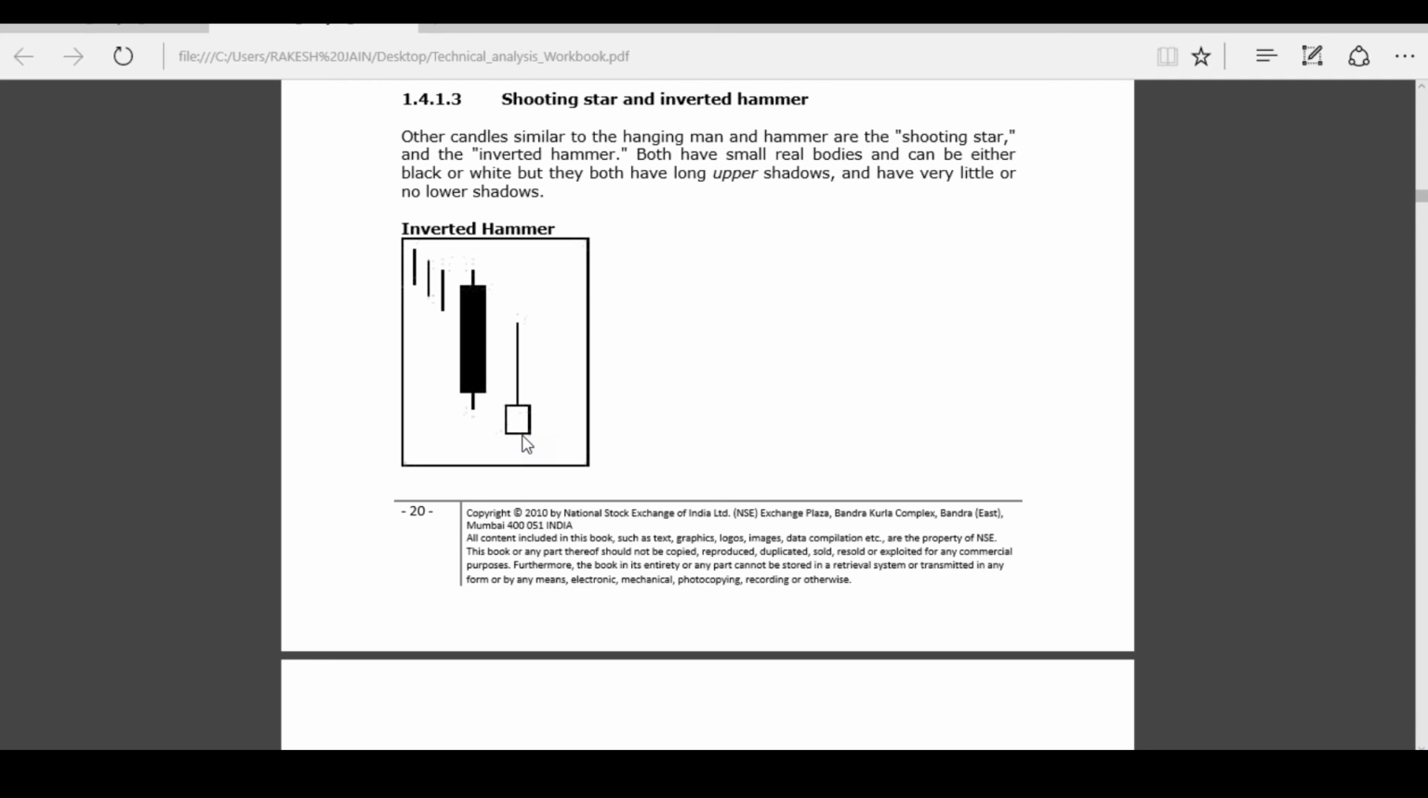Joining the major highest high points will give me the upper resistance line, and joining the recent lower lows, from where there was a bounce back, will give me the support zone. Clear? In an uptrending stock, the lower trend line will be my support and the higher trend line will be my resistance. Clear, everyone? Can we move on?